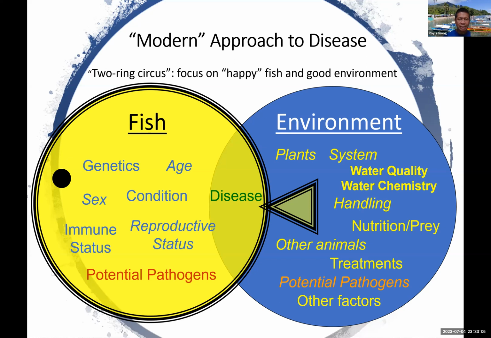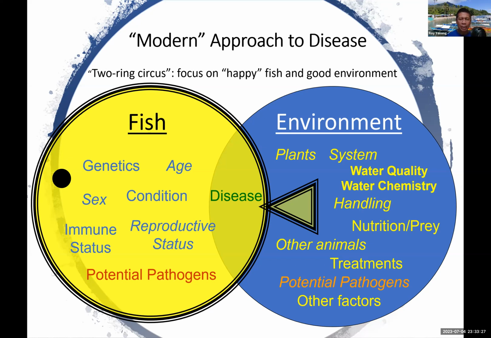So things obviously like its immune status, just like with people who have good or bad immunity, genetics, age, sometimes even sex may play a role, and then whether or not they have disease organisms on them that may or may not cause problems depending on what's going on in the other circle, the environment.